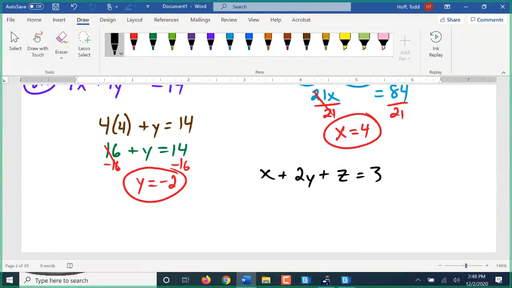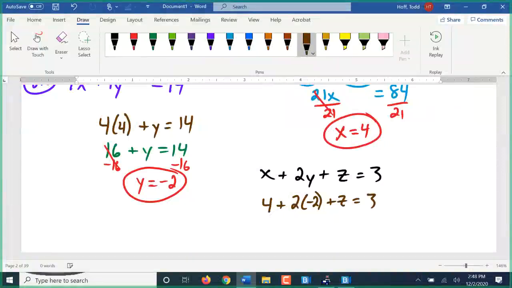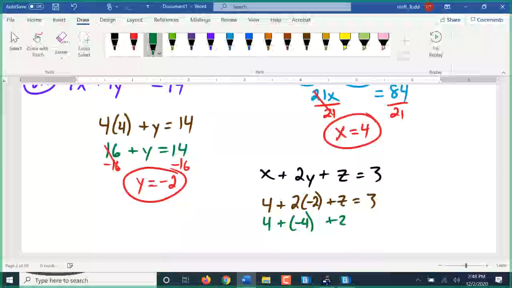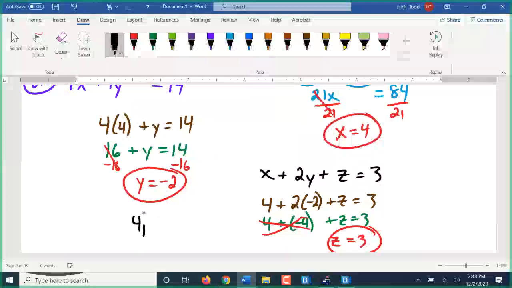And let's fill in what we have here. We have x equals 4, so that's 4 plus 2y becomes 2 times negative 2 plus z equals 3. Well, 2 times negative 2 is a negative 4. Well, negative 4 plus, or 4 plus negative 4 is 0. That just cancels out. So z equals 3. So we get the same answer. X is 4 when y is negative 2 and z is 3.